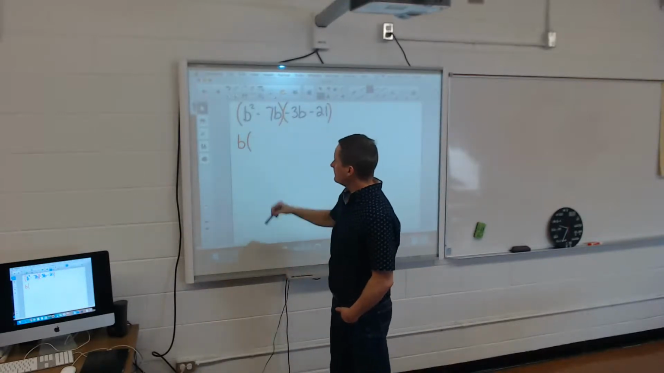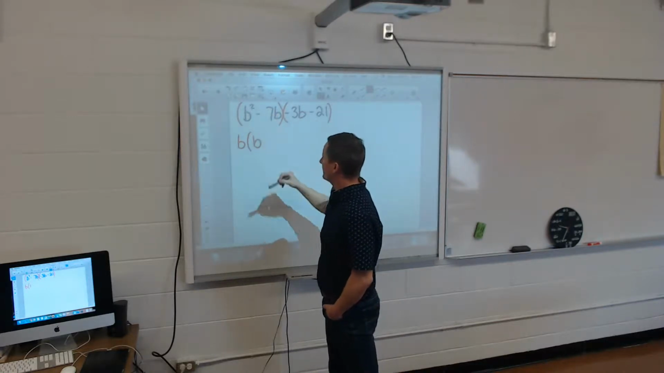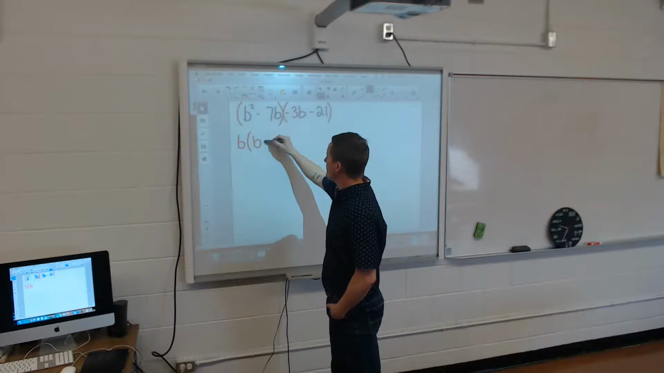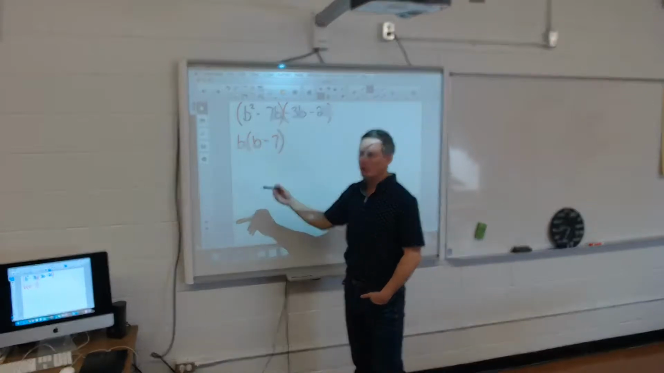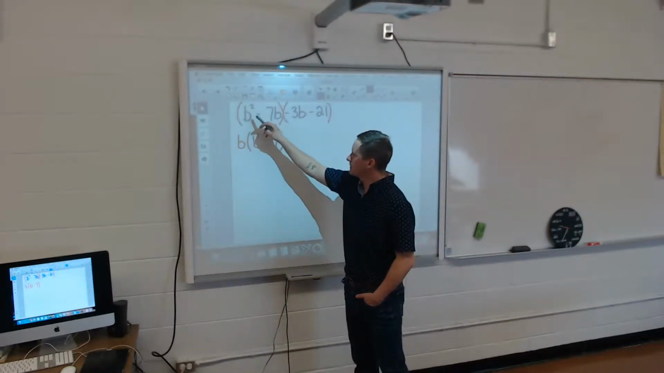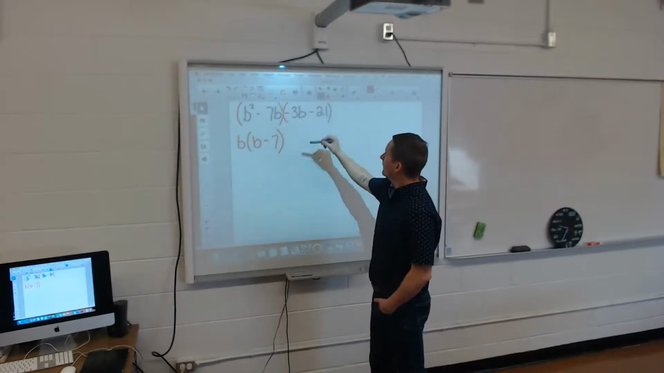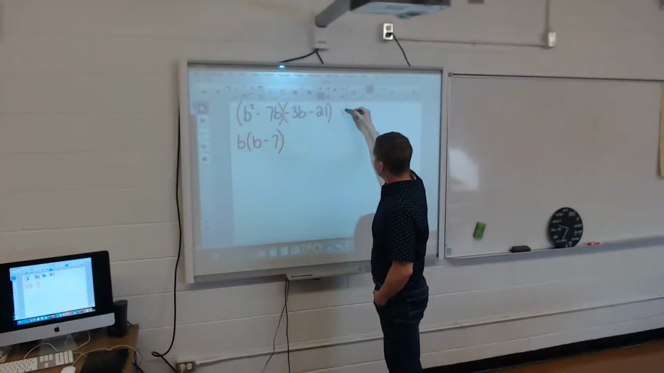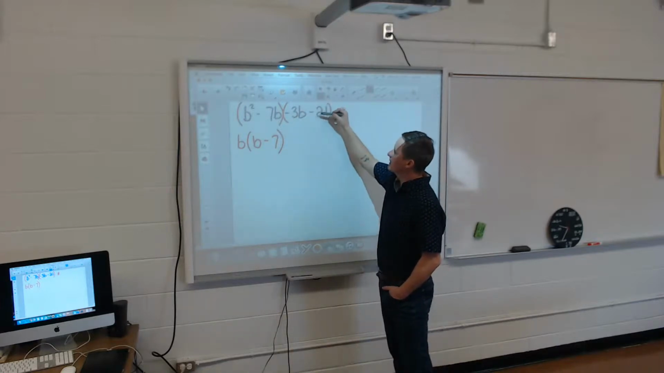B. When I divide b squared out by b, I'm left with b. When I take negative 7b and I divide it by b, I'm left with negative 7. Again, check your work. B times b, b squared. B times negative 7, negative 7b. This one, make a star. Note it. I have a negative 3b right here.